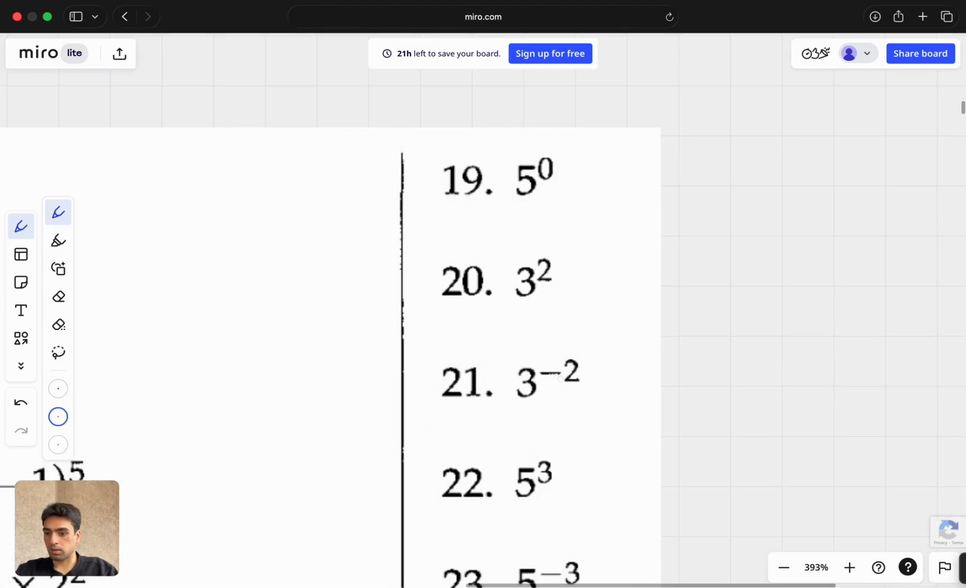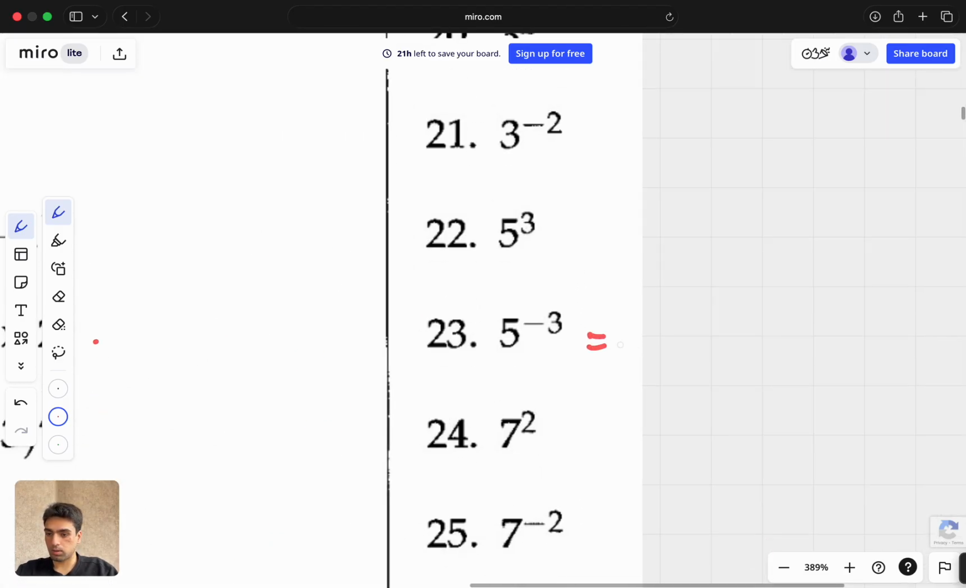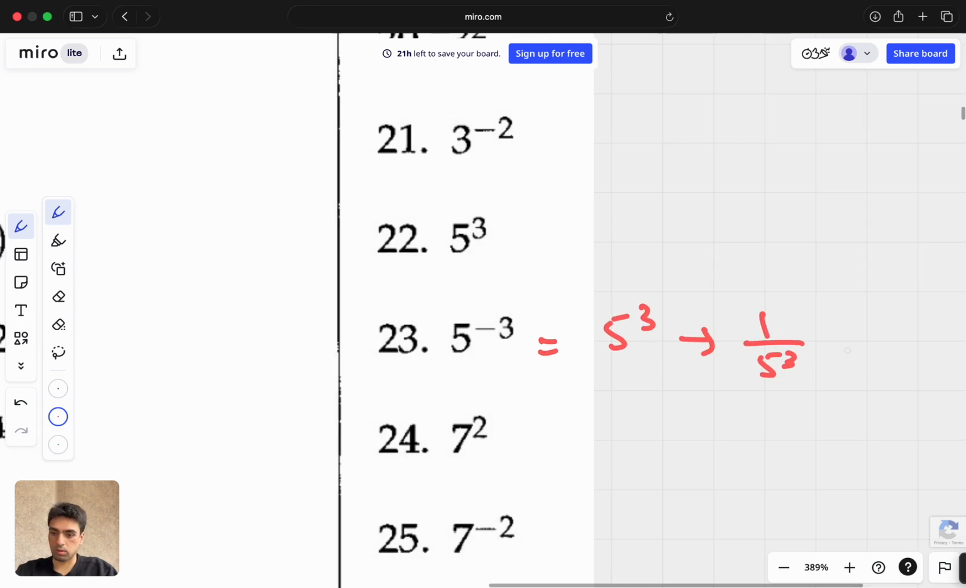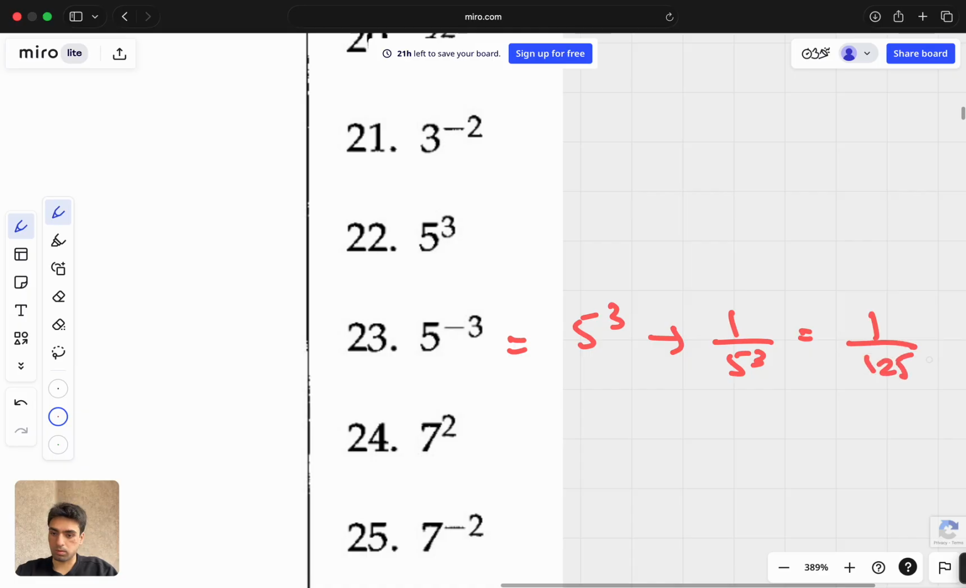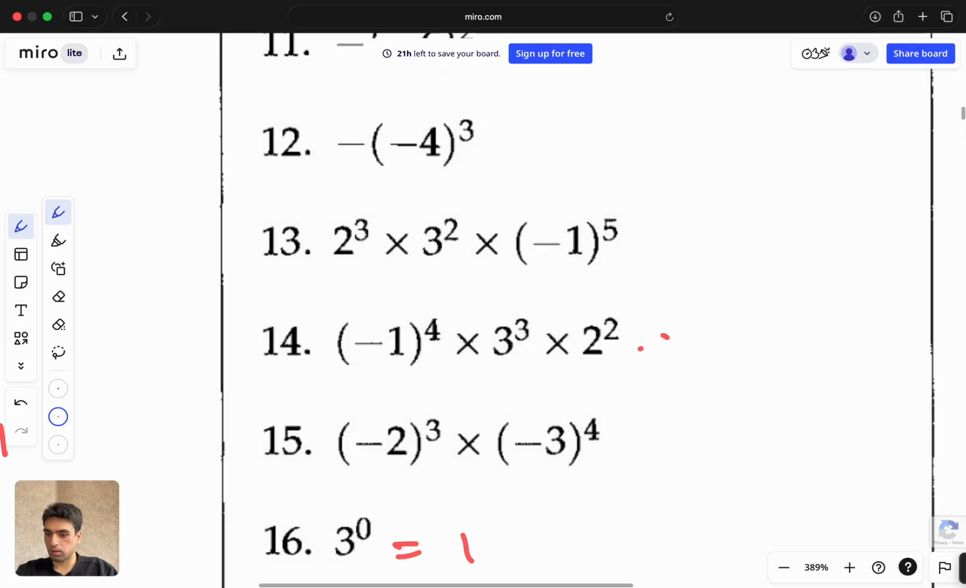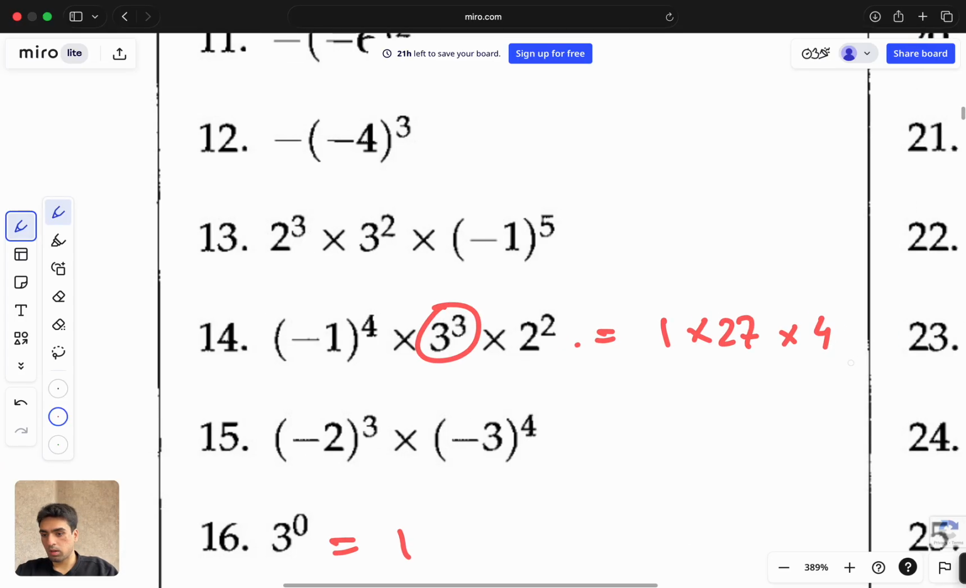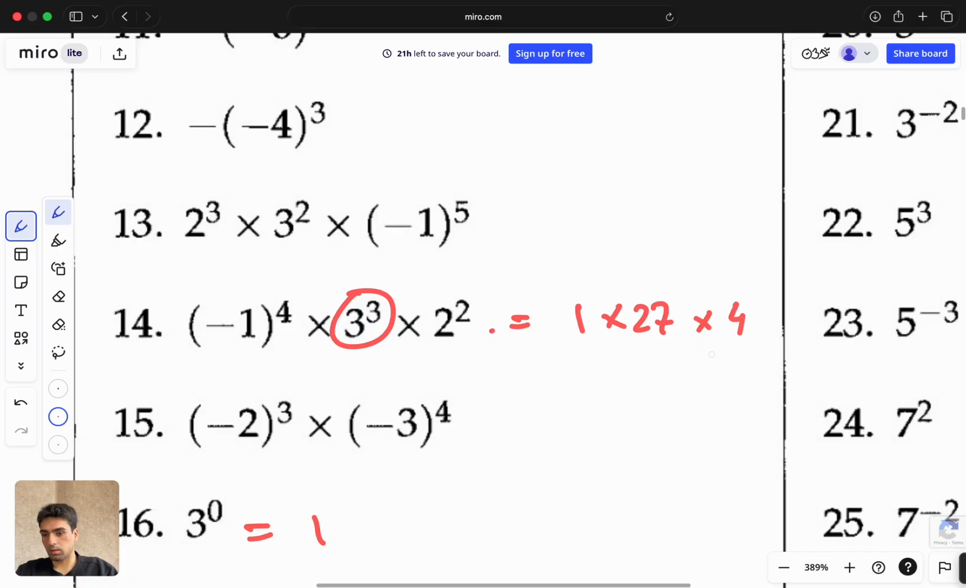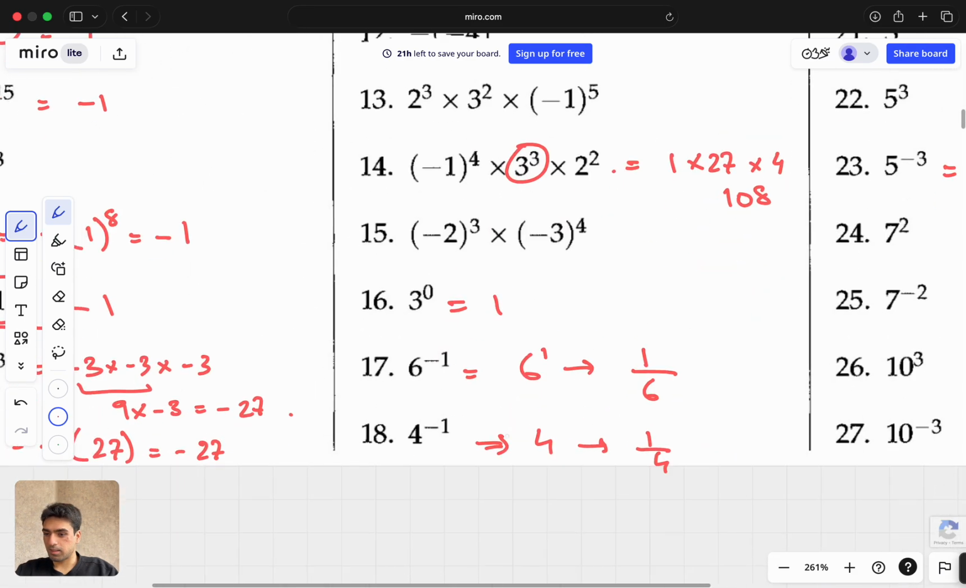Next, let's try this one. So that's 5 cubed, and then you bring it down, you get 1 over 5 cubed, which is 1 over 125, right? And then let's just try this one. So negative 1 to the power of 4, because it's even, it's going to be 1. 3 cubed is 27, and then times 4. So this is going to be 80 plus 28, it's 108. Yes. Alright. Next.